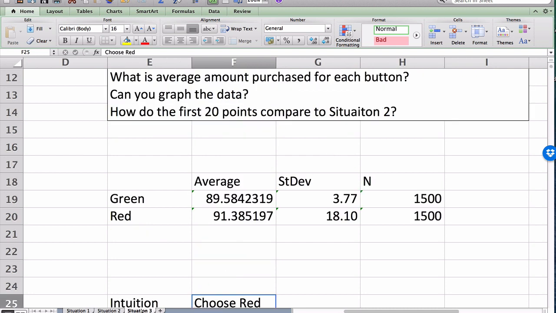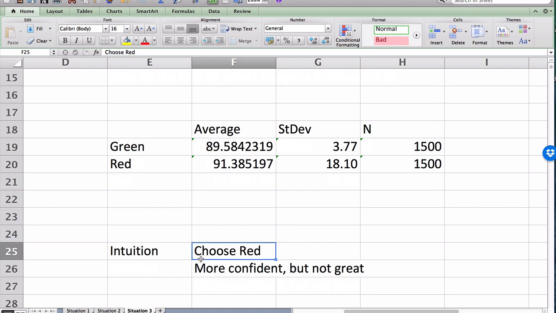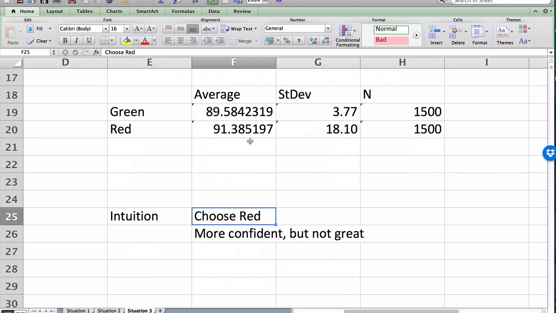And in situation 3, when I had asked which button would you pick, again most of my classes had said, choose red. And I asked how confident. They said, well, I'm more confident than I was in situation 2 because I have a lot of data points. But I'm still not that confident because I have this really high standard deviation.